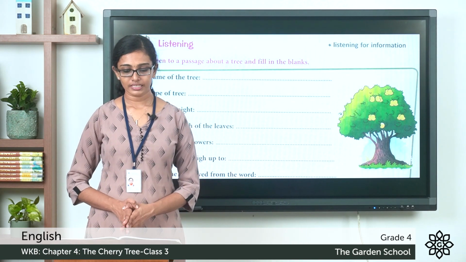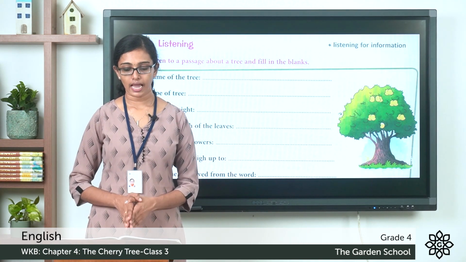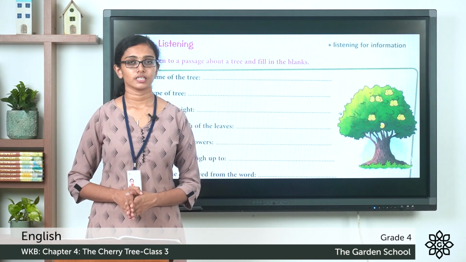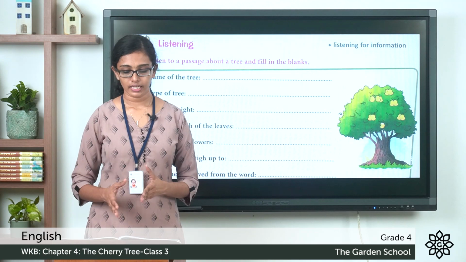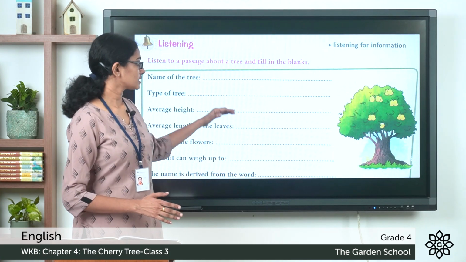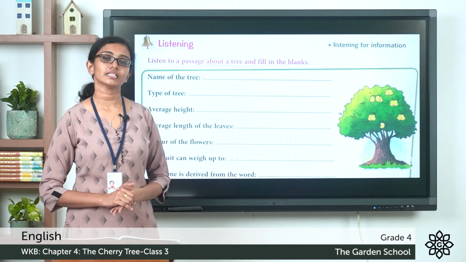Listening. Listen to a passage about a tree and fill in the blanks. Now, let me read out a passage to you. Please listen carefully and then you have to answer the questions given in the listening session.